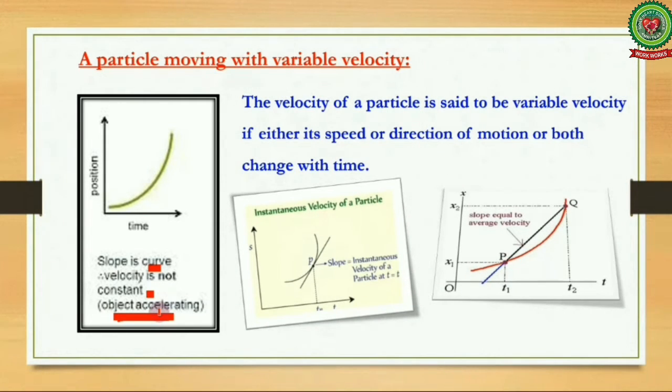In case of variable velocity, if we want to find instantaneous velocity, we have to draw the tangent to the graph. If we draw a tangent to this graph, we'll get the instantaneous velocity of the particle at time t. And the slope of the chord PQ will give us the average velocity. So in case of variable velocity, we can find instantaneous velocity by drawing the tangent, and by finding the slope of the chord, we can find the average velocity.